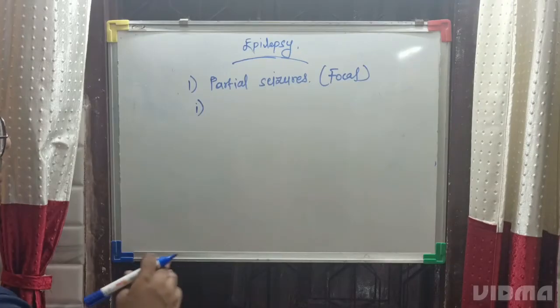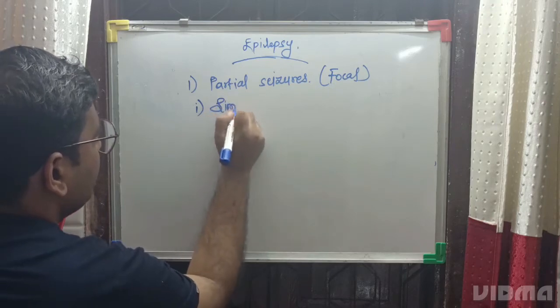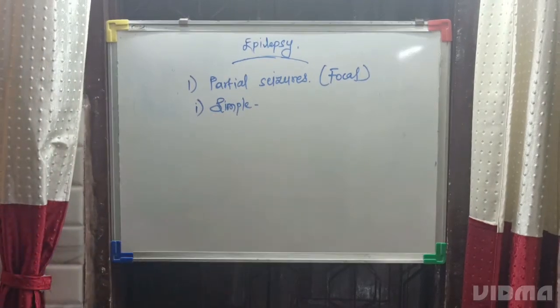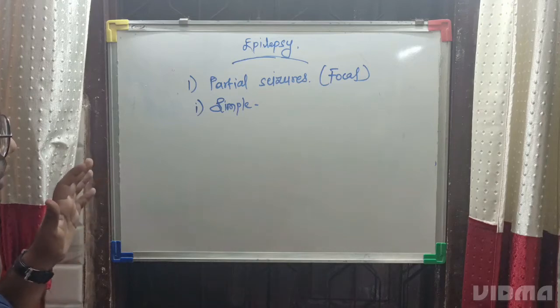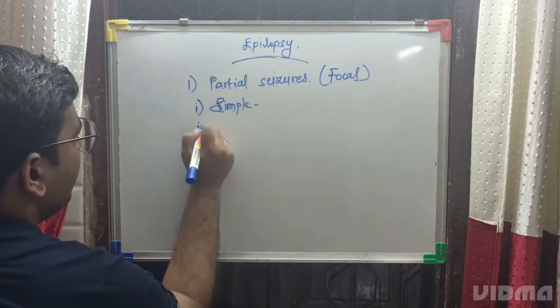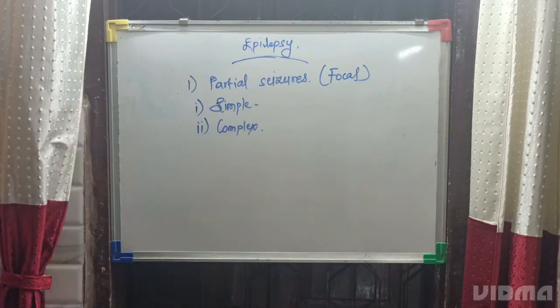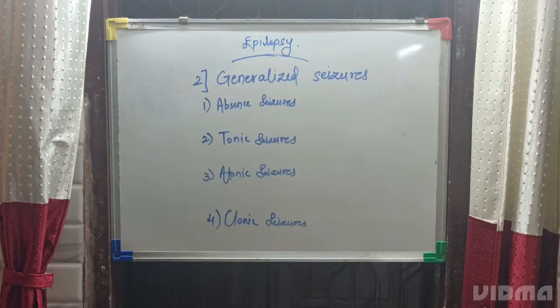Focus on the partial seizures, which are also called focal seizures. The first one is simple partial seizures, in which the patient may have jerky movements and the person is aware, whereas in complex partial seizures there is a chance of loss of consciousness. So according to the behavior of the patient we categorize the seizures.